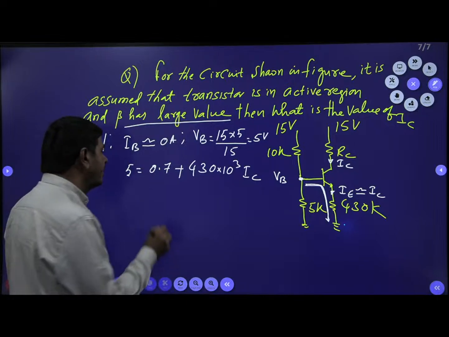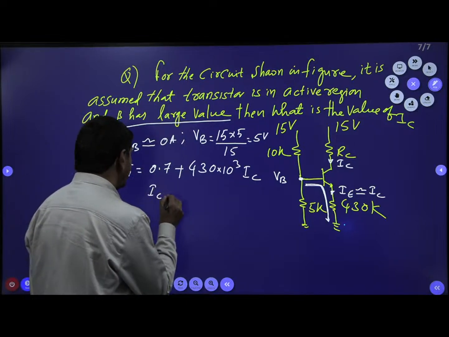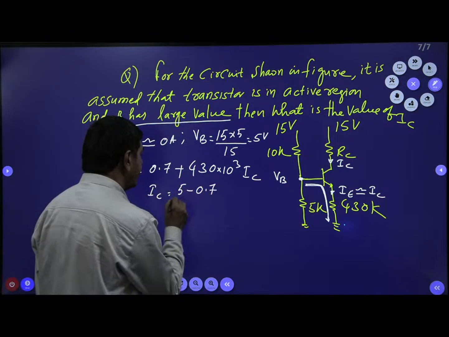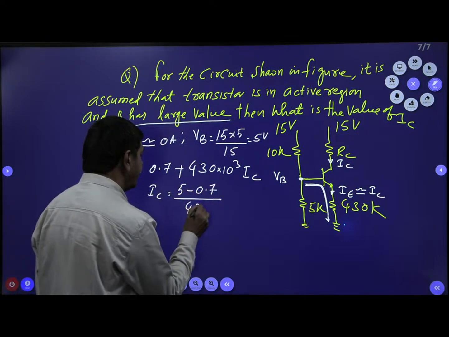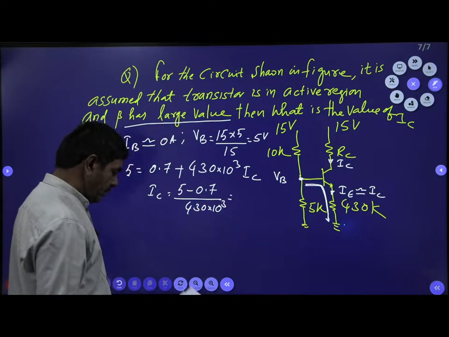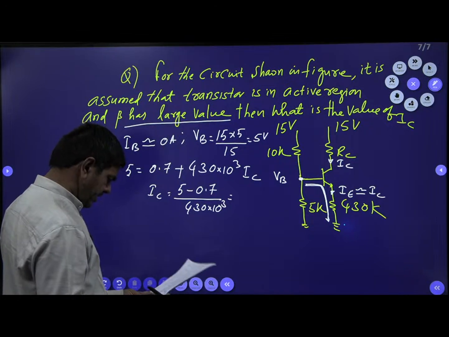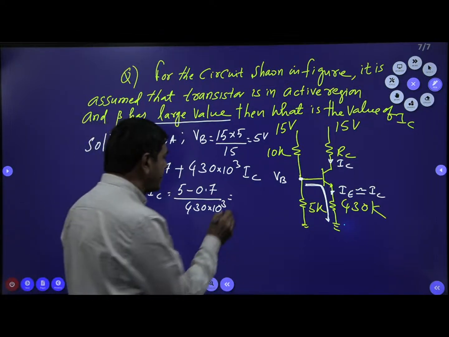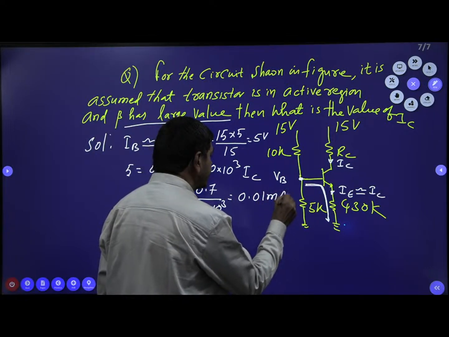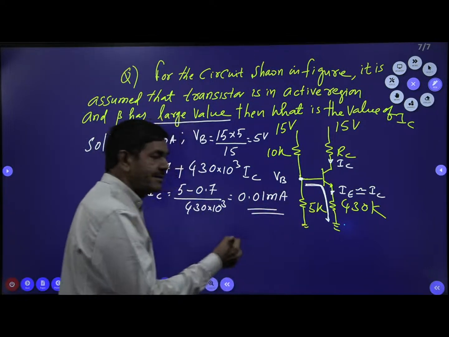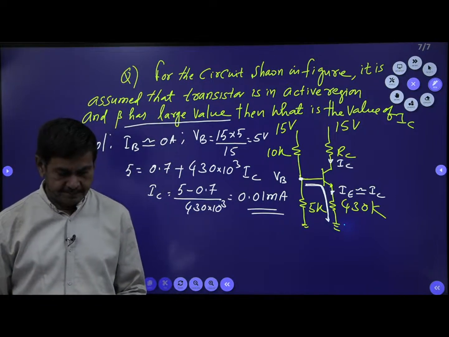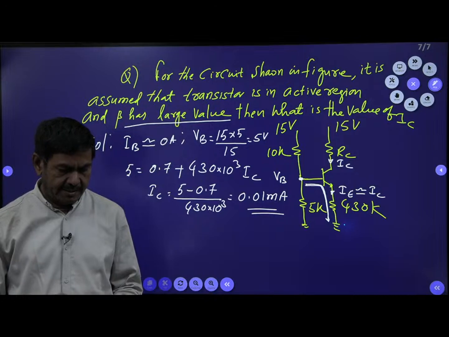Now I can find IC. 5 minus 0.7, divided by 430 into 10 power 3. If you use a calculator, the IC value comes as 0.01 milliamperes. That is the value. That way we can get the answer. Yes, I will go to the next question now.